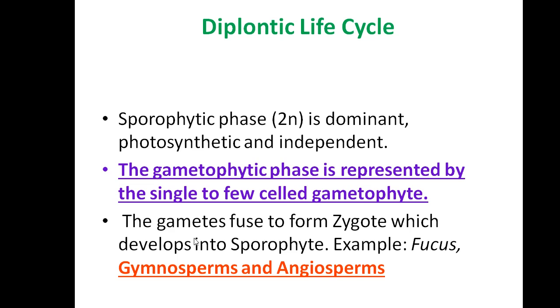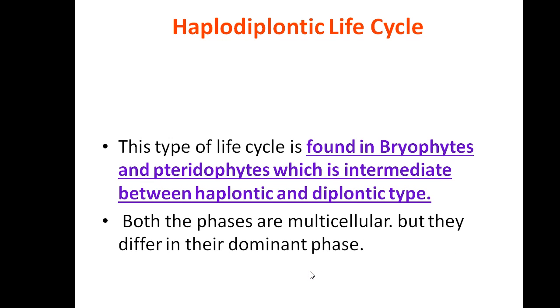And in the diplontic cycle, the sporophytic phase is dominant, photosynthetic and independent. The gametophytic phase is represented by single to few celled gametophyte. Gymnosperm and angiosperm are the examples of the diplontic cycle. And the haplodiplontic cycle is found in the bryophytes and pteridophytes. So algae follow the haplontic cycle, gymnosperm and angiosperm follow the diplontic cycle, and bryophytes and pteridophytes follow the haplodiplontic cycle.